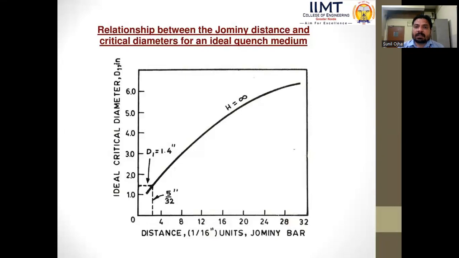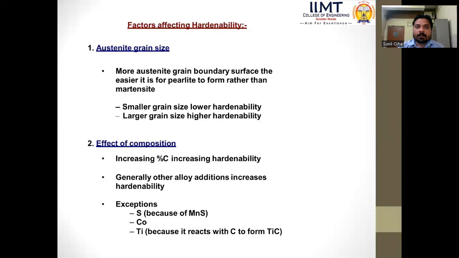Relationship between the Jominy distance and the critical diameter for an ideal quench medium: ideal critical diameter and distance in units of the Jominy bar. Factors affecting hardenability are austenite grain size and the effect of composition. With austenite grain size, the more austenite grain boundaries there are on the surface, the easier it is for pearlite to form rather than martensite. Smaller grain size, lower hardenability. Larger grain size, higher hardenability.